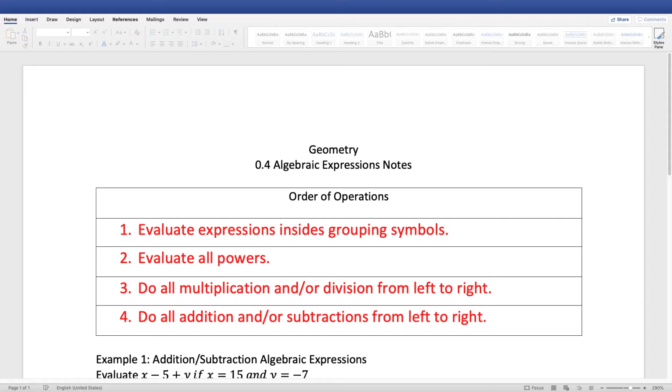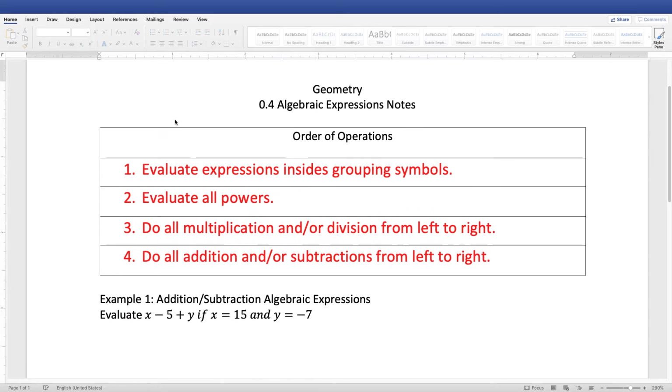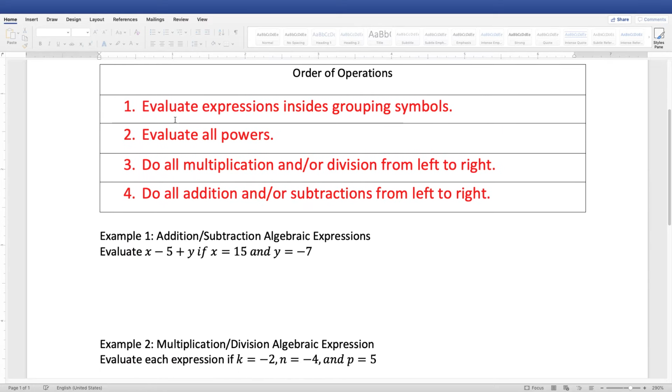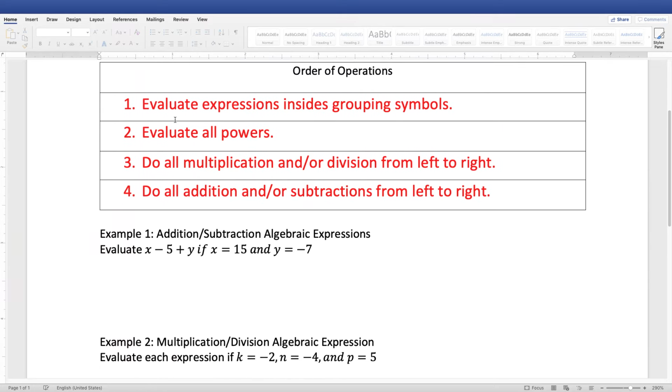In lesson 0.4, we're going to talk about algebraic expressions. So algebraic expressions, all we're talking about is order of operations. In order of operations, you are going to first evaluate expressions inside grouping symbols. That means parentheses, brackets. Step 2, you will evaluate all powers, so all exponents.